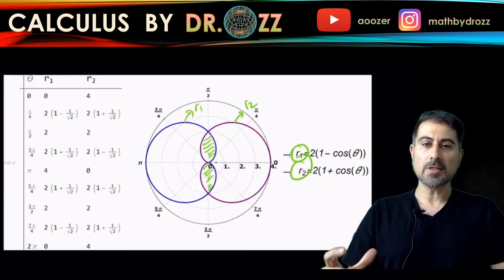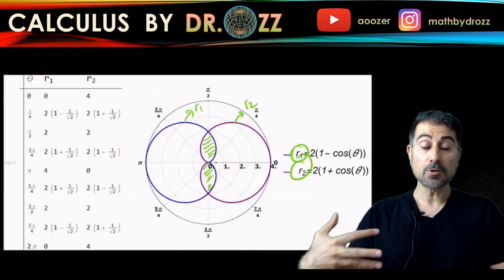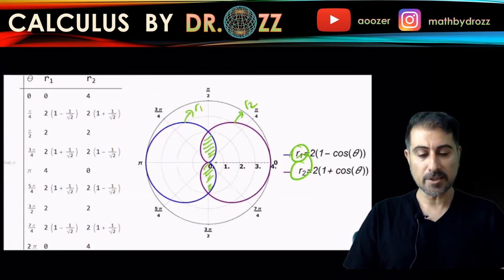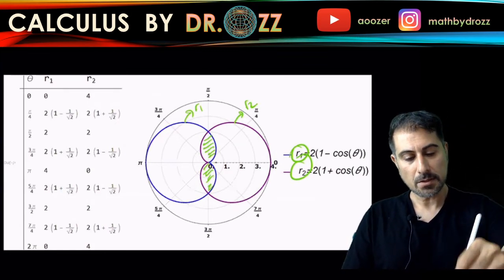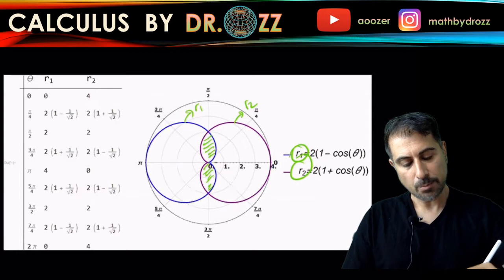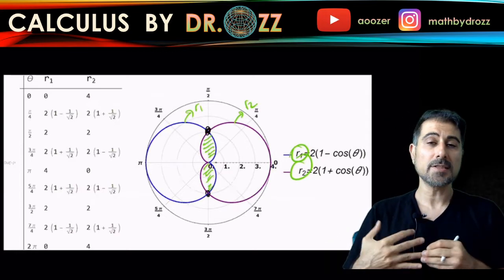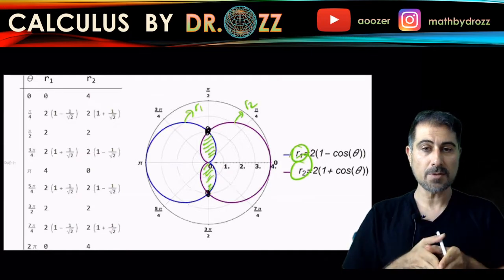To be able to find the area of the common interior, we need to pinpoint the intersection points. Now here we go. I have the intersection points happening here. I can visually see that the intersections happen at theta equals pi over 2 and 3 pi over 2.